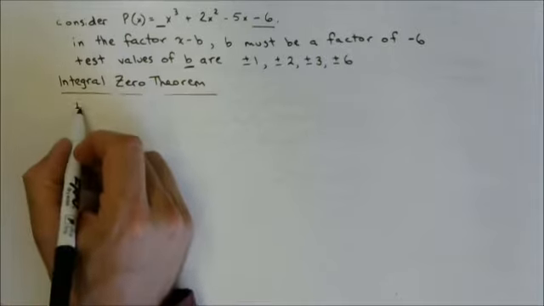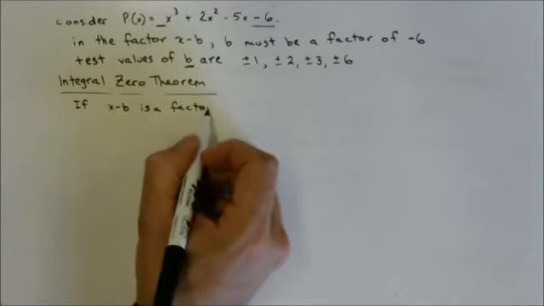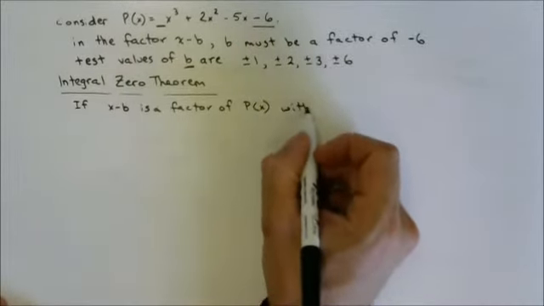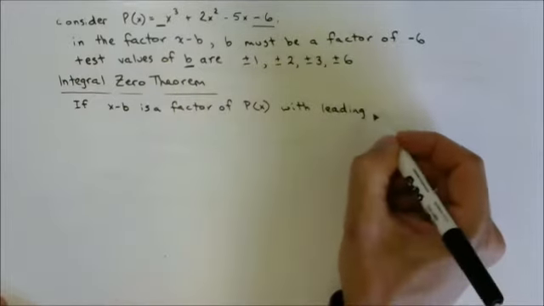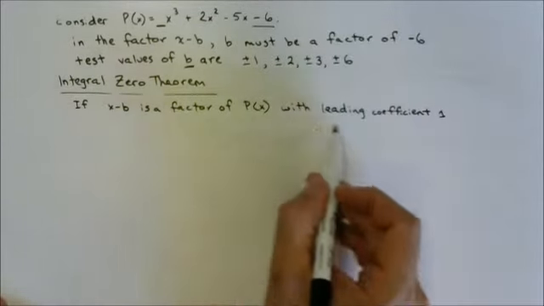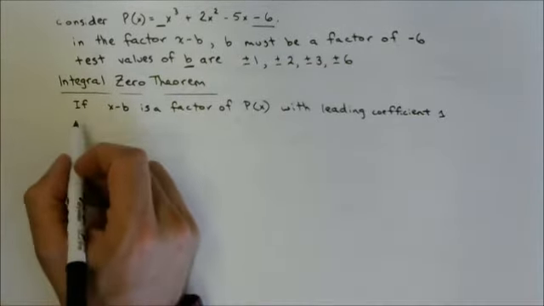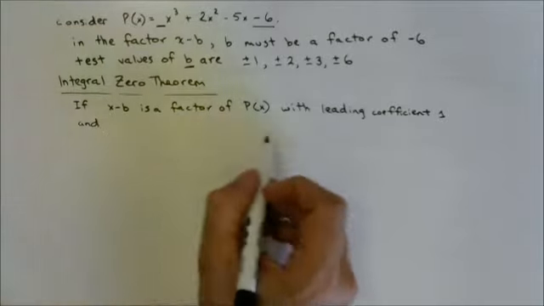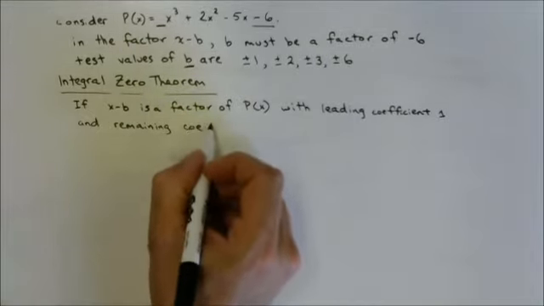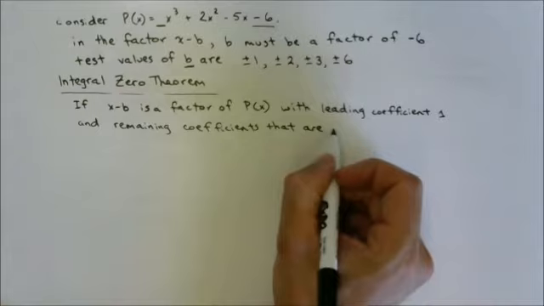So here we're just going to write this down. The integral zero theorem states: if x minus b is a factor of polynomial p of x with leading coefficient 1, so p of x has a leading coefficient of 1, and so does our factor x minus b, and p of x has remaining coefficients that are integers.